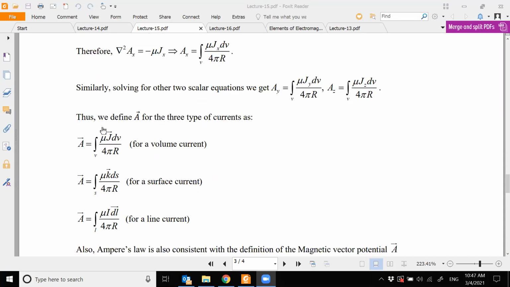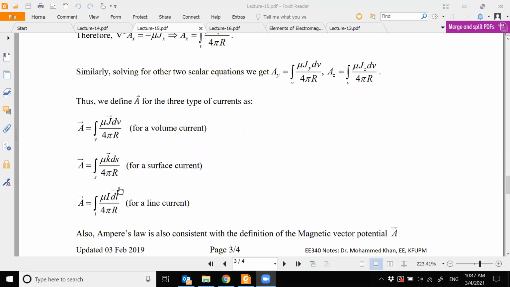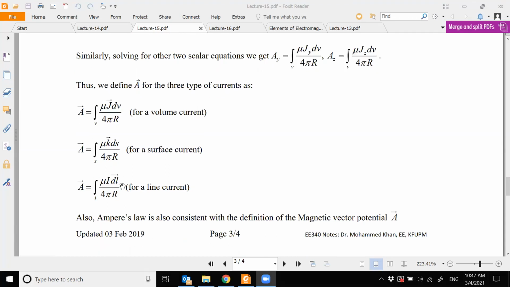Now from here I can get, if it is surface current, then J bar can be replaced by K bar because K bar is your surface current. And for the line current, it will be IDL. Your K bar dS will be replaced by IDL. So this is the expression of the magnetic vector potential for the line current. So it is integral over L of mu I dl over 4 pi R.